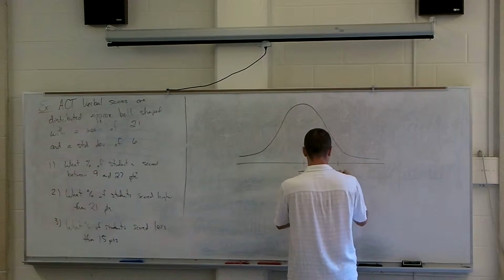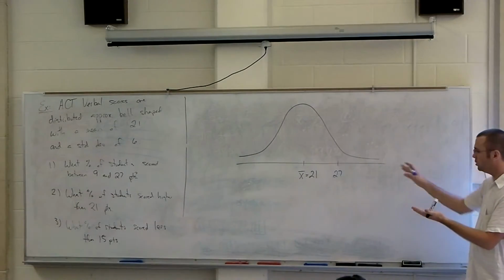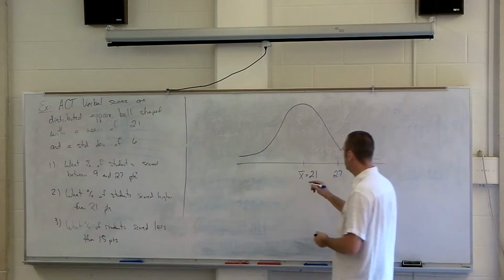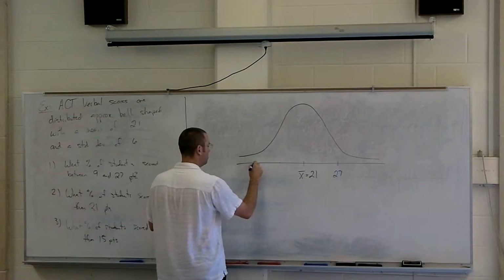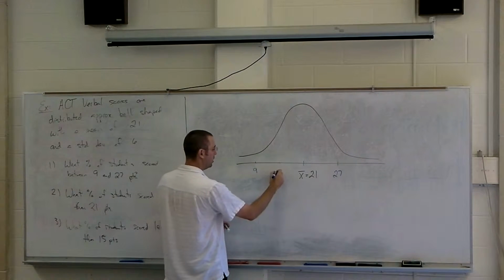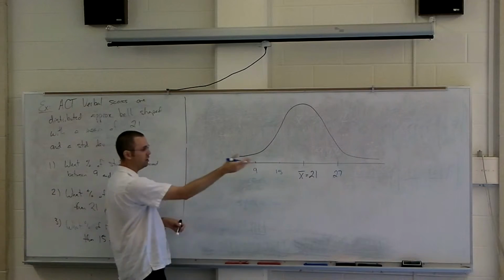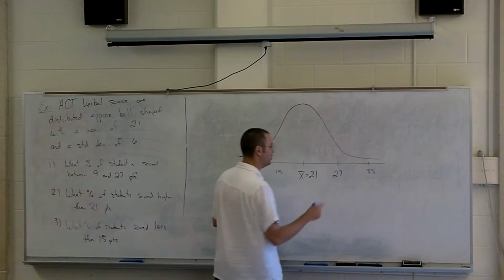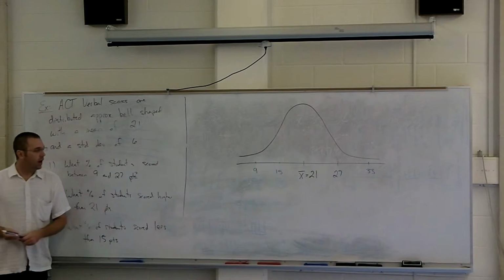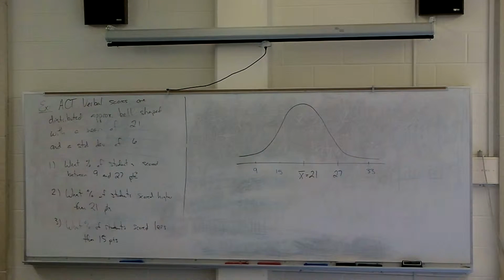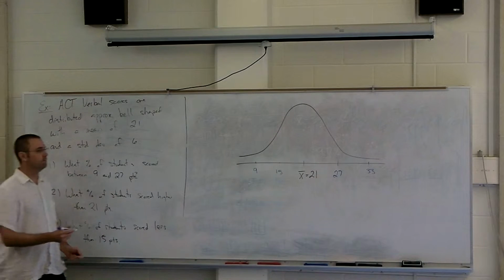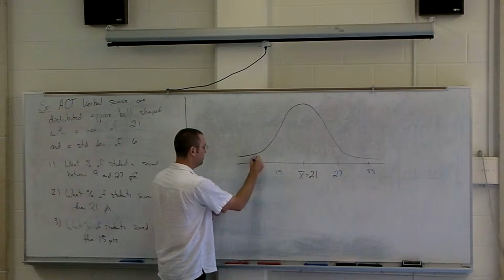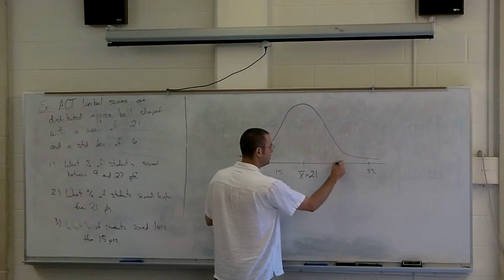I'm going to say 27 occurs about there. All right, there's 27. 9 should be probably somewhere around there. That would be 15. There's our 9, our 27. I could even go up here and put in a 33 as well. But here's some idea of where these values are occurring on our picture. Okay. Question 1. What percent of students score between 9 and 27? Here's our 9. Here's our 27.